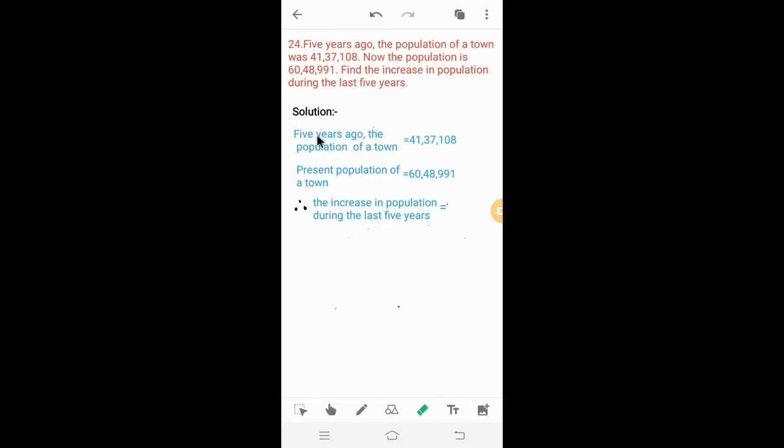Let's see the solution. 5 years ago, the population of a town is equal to 41,37,108. Present population of a town is equal to 60,48,991. Here what we have to do? We have to subtract 41,37,108 from 60,48,991. So first we have to create solution box. So first I will take 60,48,991.